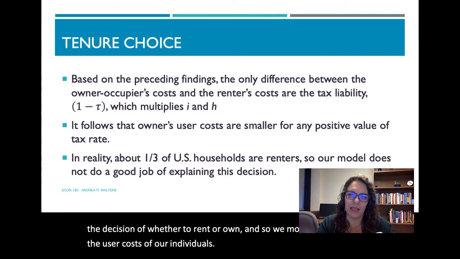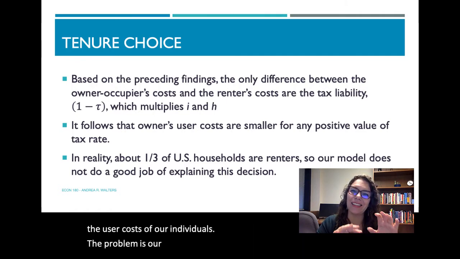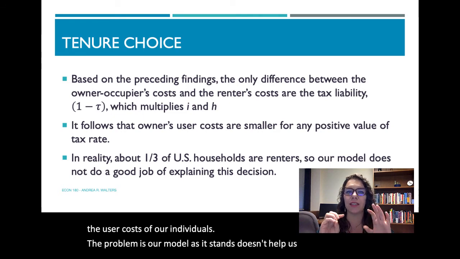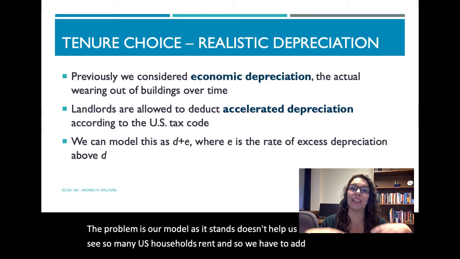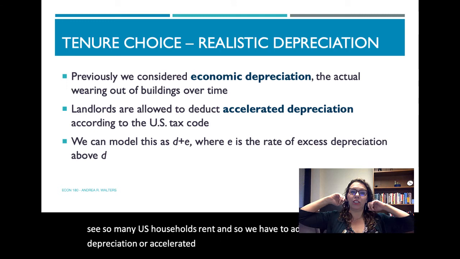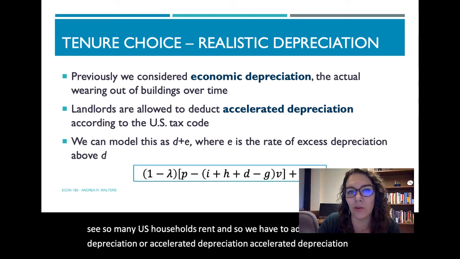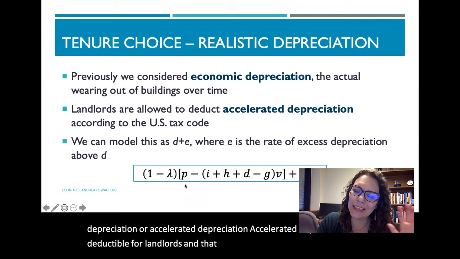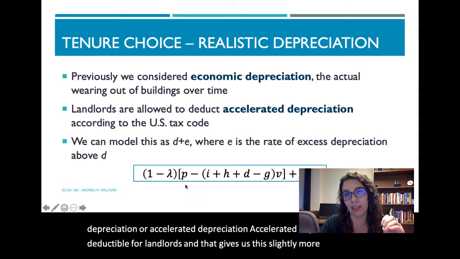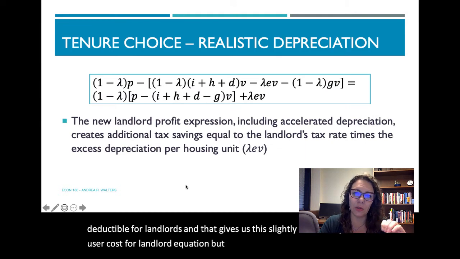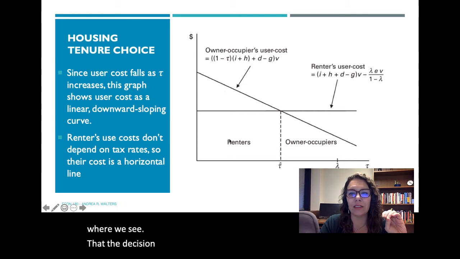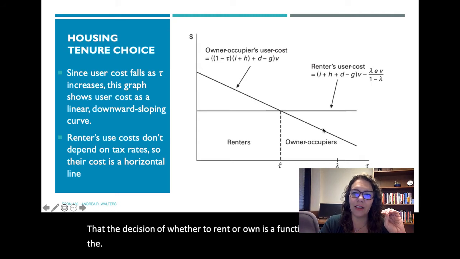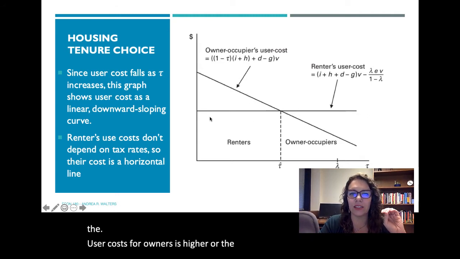The problem is our model as it stands doesn't help us explain why we see so many U.S. households rent, and so we have to add in excess depreciation or accelerated depreciation. Accelerated depreciation is tax deductible for landlords, and that gives us this slightly more complicated user cost for landlord equation, but it gets us to this model where we see that the decision of whether to rent or own is a function of whether the user cost for owners is higher or the user cost for renters is higher.